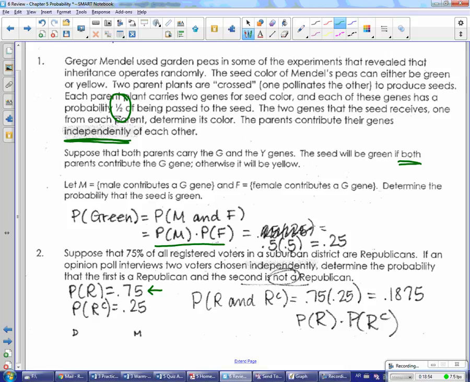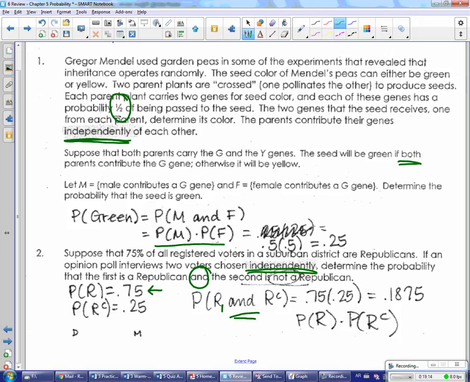The probability of not being a Republican then would be 25%. It says to determine the probability that the first person, since we're selecting 2 people independently again. We're told that there's independence. So we're looking for the probability that the first person is Republican and the second person is not.